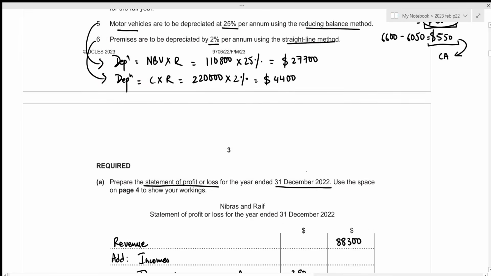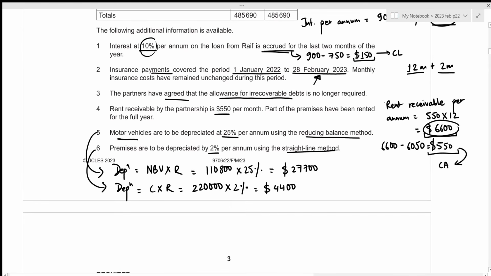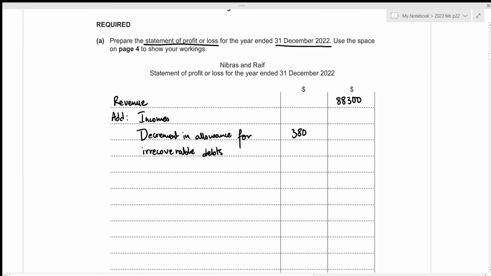Then we also have another income in the form of rent receivable, and we've already figured out the rent receivable per annum to be 6,600. This is the amount to be included in the statement of profit or loss. So that's rent receivable.